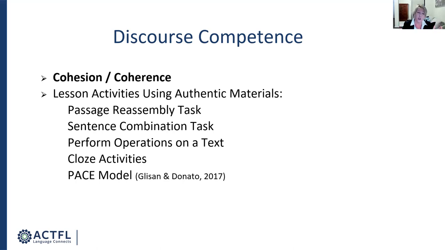So I might take a newspaper clipping and say it has 5 paragraphs. I'm going to cut those up and have the students place them in the correct order. Sentence combination task is the same thing. You have a long sentence, you cut up the words, and then you have the students place the sentence in the correct order. You can have them perform an operation on a text.